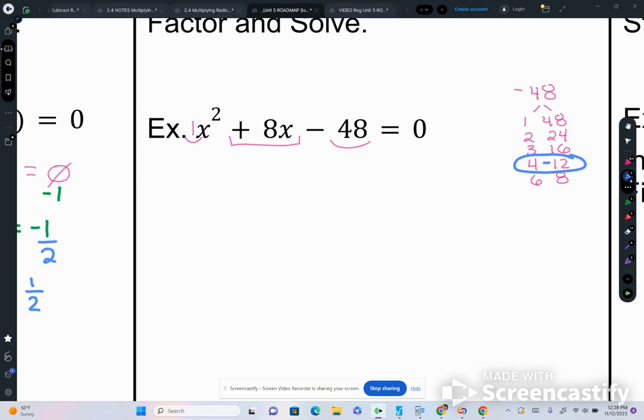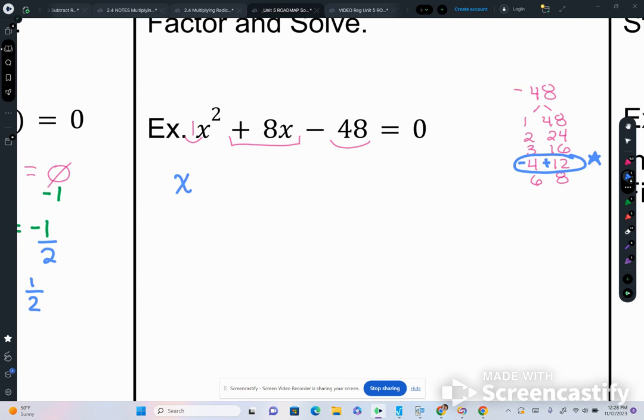And 4 subtract 12 would give you negative 8, or negative 4 plus 12 would give you positive 8. And we want the positive 8. And so we want negative 4 and positive 12. And then whether you do grouping or box, or we know that it's a 1, so we can jump to doing it the fast way.